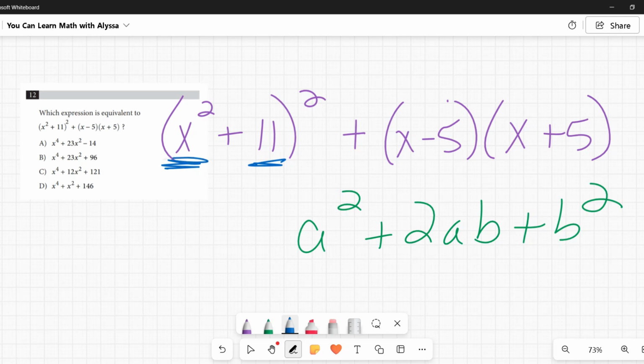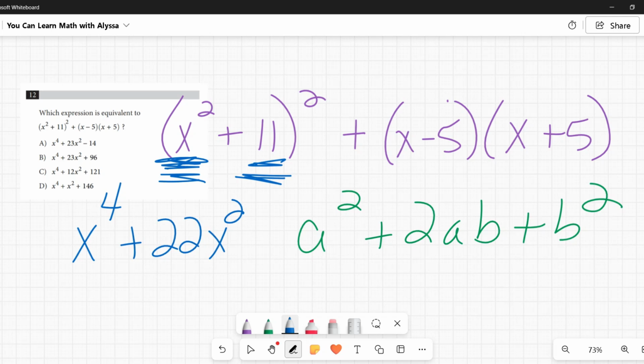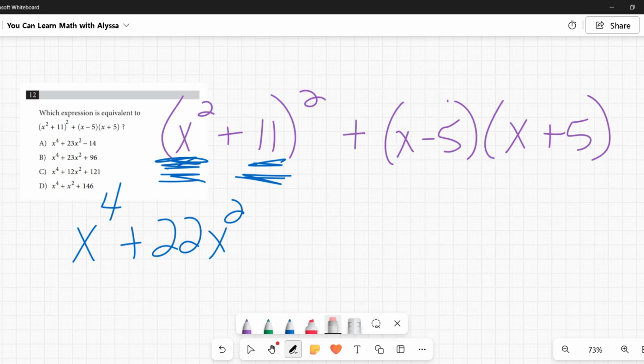This is my a, this is my b. So first my a squared: x squared squared, x squared times x squared is x to the 4th. 2 times a times b, 2 times x squared times 11. 2 times 11 is 22, times x squared is 22x squared. And then my last term is b squared, so 11 squared is, erase that for room, 121.